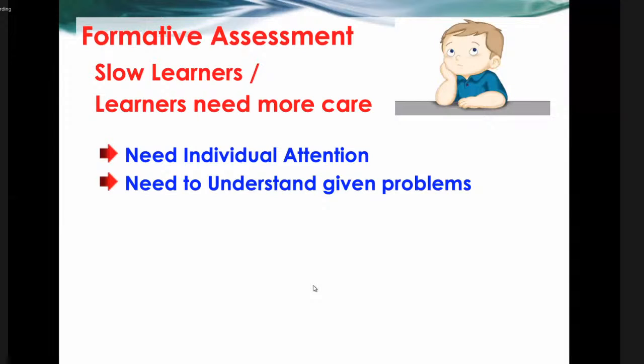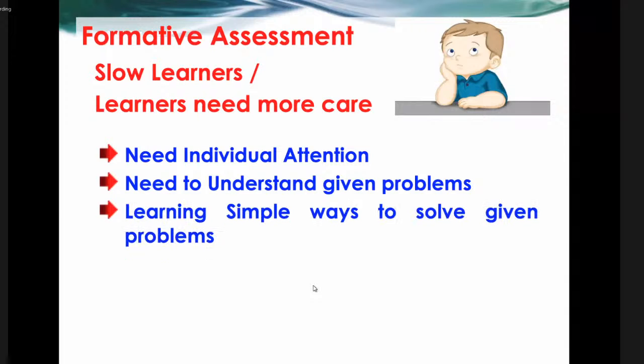Is there any mechanism for changing that, so that they can be in a better position to solve the given problems? And we will also teach some simple ways to solve a given problem. Basically, we focus on how to approach a problem rather than giving the solutions. If you know how to approach a problem, you are halfway through. Otherwise, even if I give you a solution, you cannot come out with it.